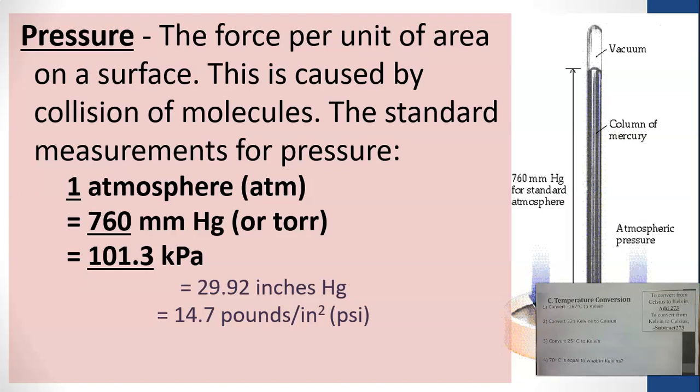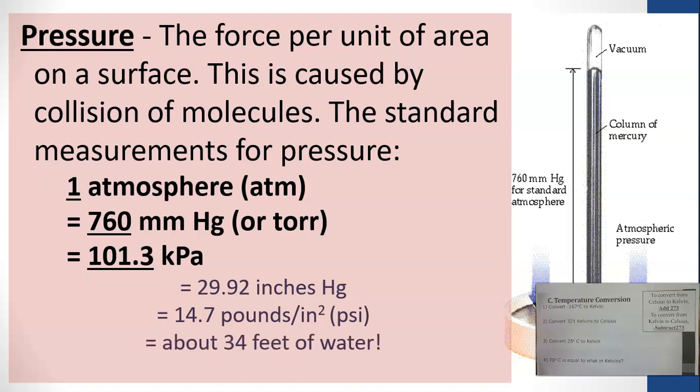Okay, this is caused by the collision of molecules, and these are standard measurements, like standard temperature and pressure. Standard pressure is 1 atmosphere, which is approximately sea level. 1 atmosphere is also equal to 760 millimeters of mercury, or torr pressure. And that is also equal to 101.3 kilopascals. These are differing units, but they all are the same measurement, 1 atmosphere pressure.